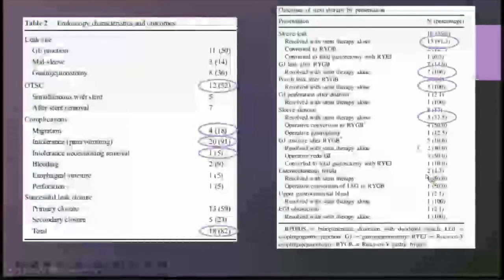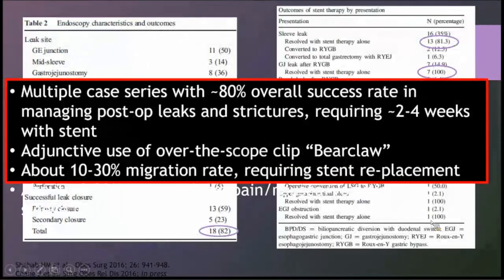There's a number of different series. The hard part about studying these is each of these patients, it's such a heterogeneous problem, because every patient's got different comorbid conditions. That's why they leak sometimes, and different surgeries. There's been a lot of case series, including one from our own institution here, about an 80% success rate in closing leaks and perforations and things like that. Generally, you keep stents and clips in for a few weeks at a time.